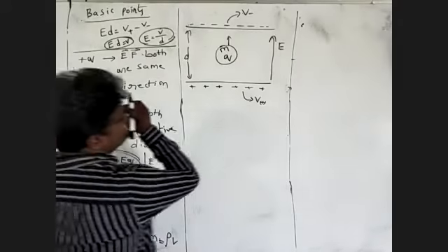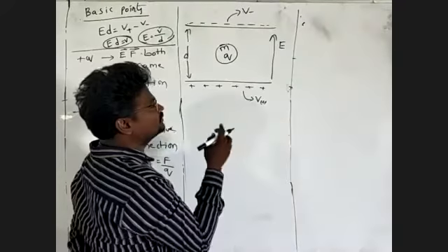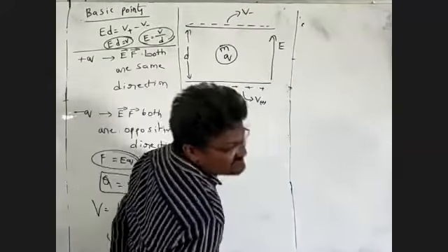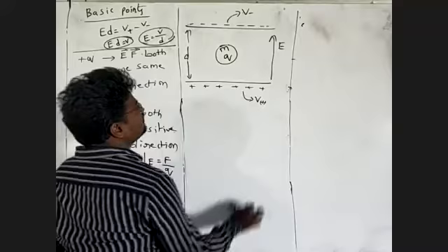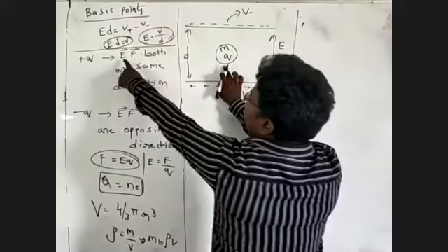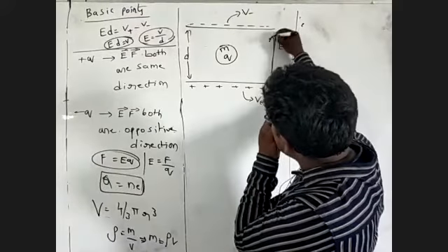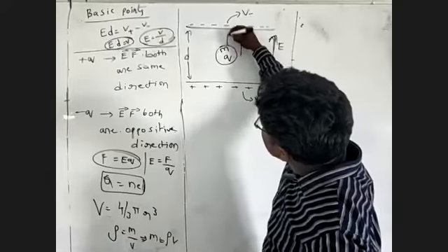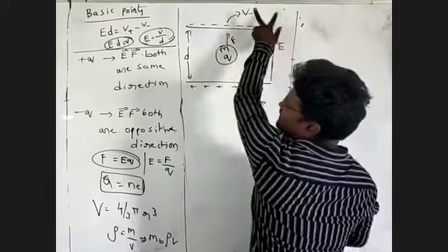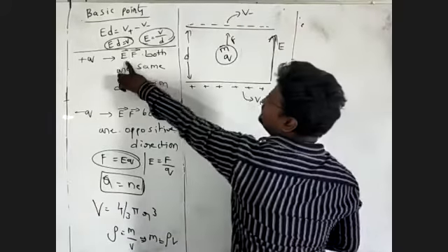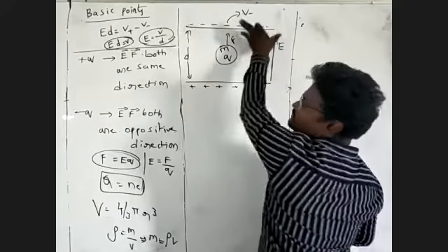Now you will see this. I consider one bulb. The bulb has mass M. The bulb has charge Q. Now we will see this is a positive charge. The electric field and force are both in the same direction. The electric field is in this direction, and the force is also in the same direction.